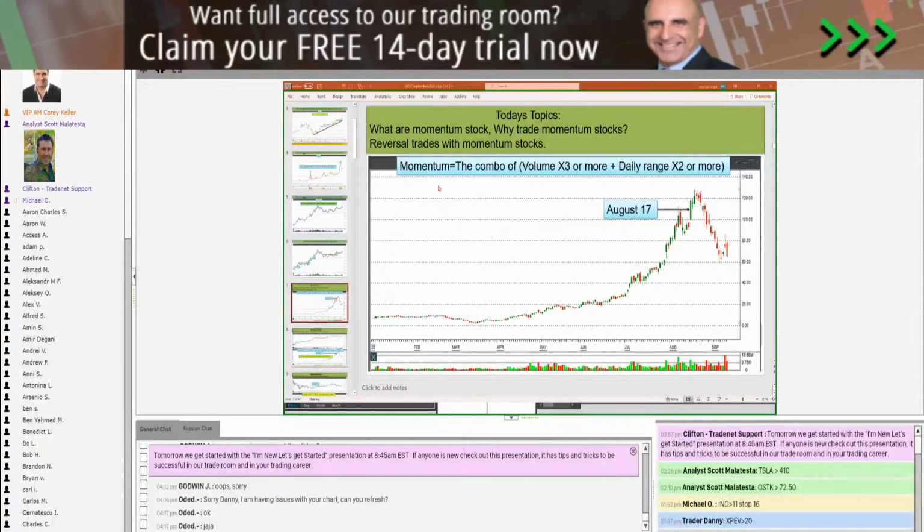Now, it doesn't necessarily need to be volume 3 times and daily range 2 times. It can be volume 1.5 and daily range 5 times, okay? Because the more important thing for us is daily range, because this is where we make our money. We're getting the confirmation from the volume side, because we will feel more confident taking trades when there is a significant increase in volume, and we observe it on the intraday chart. But it's very easy to observe it on the daily chart.